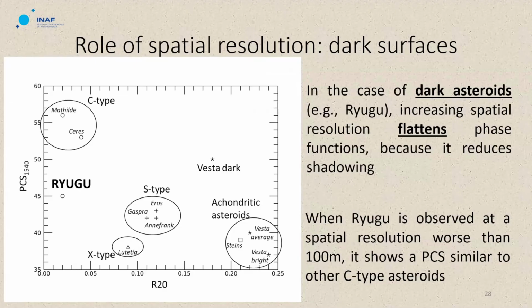So we have dark features on the surface which produce the effect of shadowing and reduce the reflectance. When we increase the spatial resolution, these shadows are in some way removed, and this results in a more homogeneous phase function, so a flatter phase function. When Ryugu is observed at a worse spatial resolution, and we verified that, worse than 100 meters, it shows a phase function steepness comparable to other C-type asteroids. So everything is in agreement.